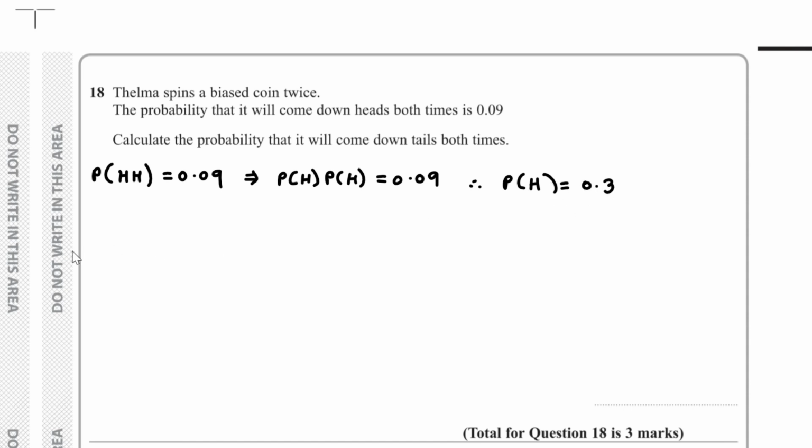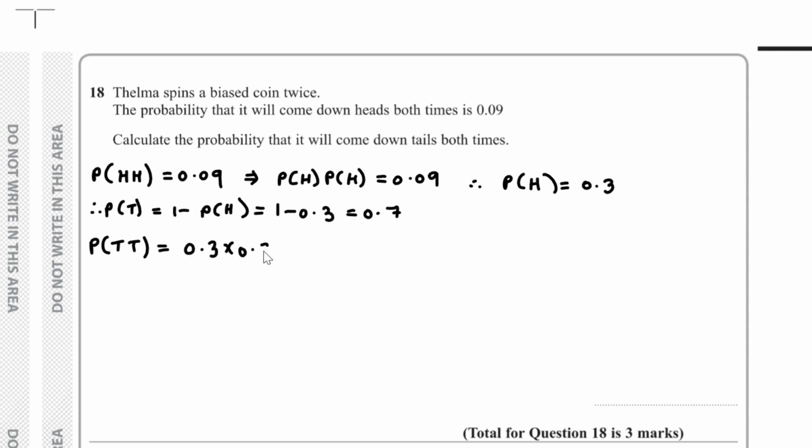So therefore probability of head is 0.3, so therefore probability of tail is equal to 1 minus probability of head, which is 1 minus 0.3, which is 0.7. We're finding out probability of getting tail twice, so probability of tail followed by another tail, rather here we've got 0.7 times 0.7, which is 0.49. So we've got 0.49. Okay.